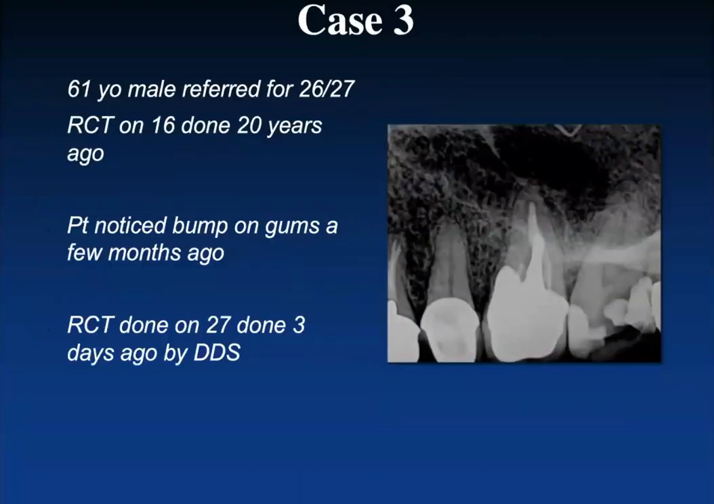Now, case number 3, a 61-year-old male referred for 2.6 and 2.7. Root canal on 1.6 was done 20 years ago. The patient noticed a bump on the gum a few months ago, and the root canal was done on the 2.7 3 days ago by the DDS. You notice in this X-ray that there is a deep cavity on the 7, and there was a bump a few months ago, so it's not there anymore. So the dentist believed that it was related to the 2.7 and did the root canal treatment.